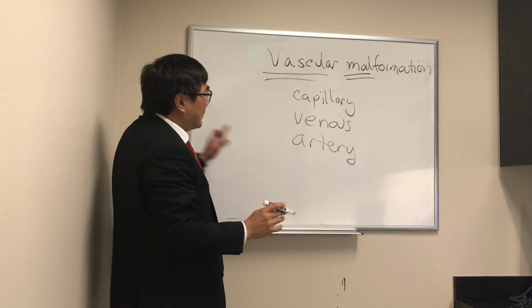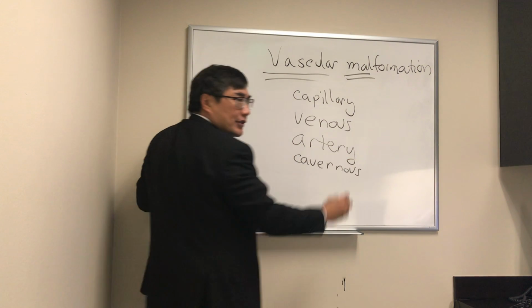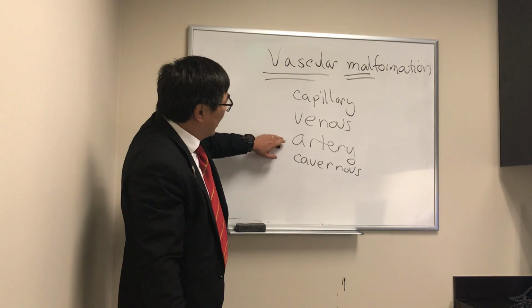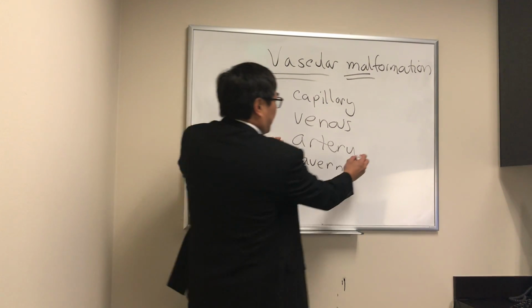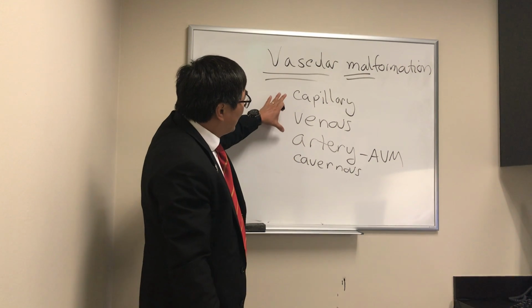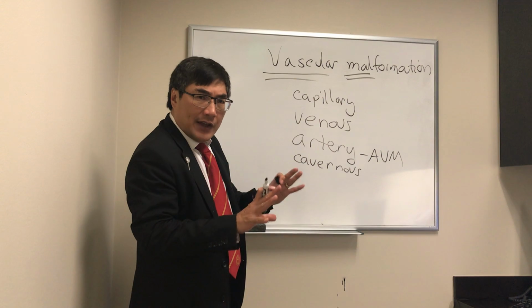And it can be endothelial lined channels, which is cavernous. So we can have a capillary malformation, a venous malformation, an arterial venous malformation, called an AVM, and a cavernous malformation. Each of these have different and distinctive ways that they look, and their risk of hemorrhage is different.